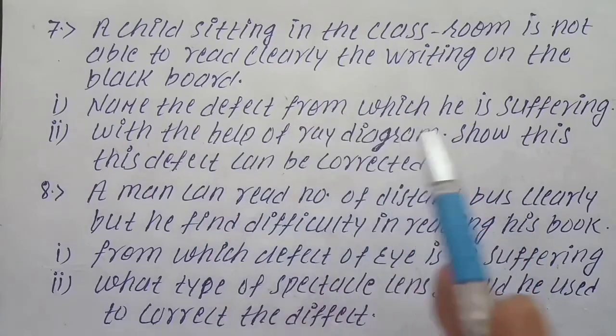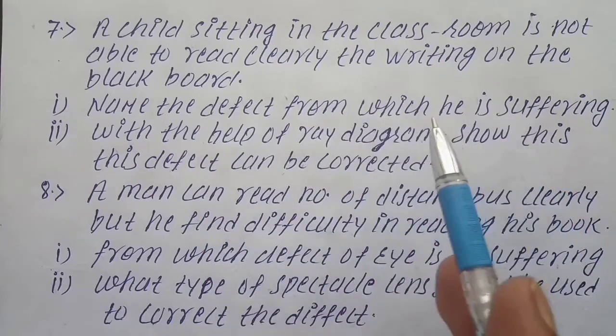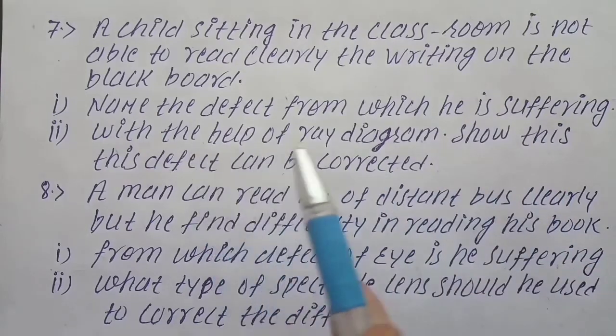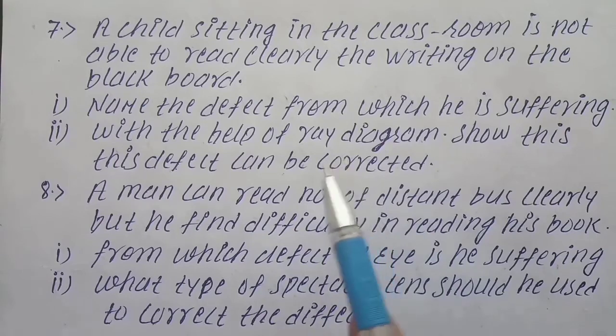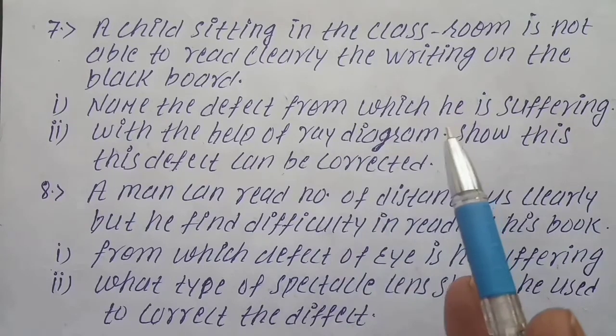Name the defect from which he is suffering. So he is suffering from myopia. With the help of ray diagram, so this defect can be corrected. So we will show you ray diagram in the next video.